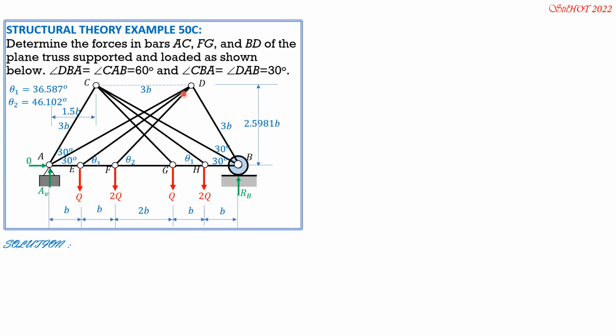Then this is 3b because the total length is 6b minus 1.5b, then minus 1.5b, so 3b. Then that's also theta 2. Moment about A to solve for R_B. Counterclockwise positive. R_B times 6b equals zero, minus Q times b, minus 2Q times 2b, minus Q times 4b, then minus 2Q times 5b. Cancel out b, then we can solve R_B. R_B is equal to 19 over 6 of Q.